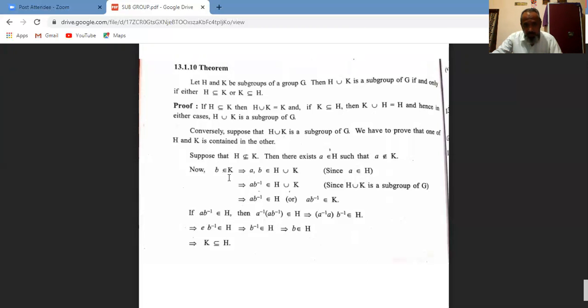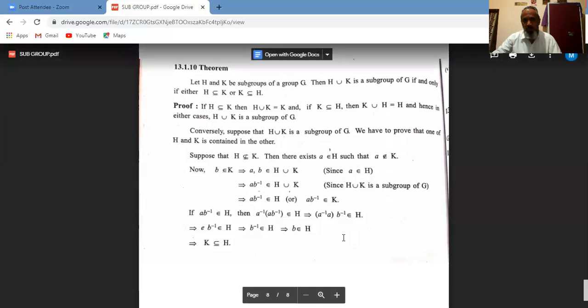So what we have taken here, B belongs to K. By taking B belongs to K, we are getting B belongs to H, meaning K is a subset of H. So what we have assumed here: if H is not a subset of K and H union K is a subgroup of G, then K must be a subset of H. So it shows that if H union K is a subgroup of G, then either H is a subset of K or K is a subset of H. We assumed H is not contained in K, then we get the result K is contained in H if H union K is a subgroup of G. So this completes the proof.